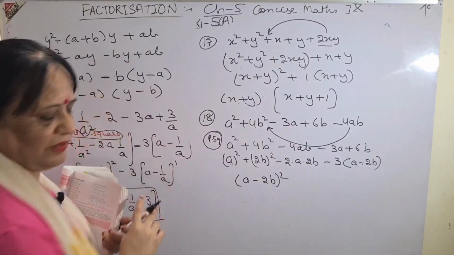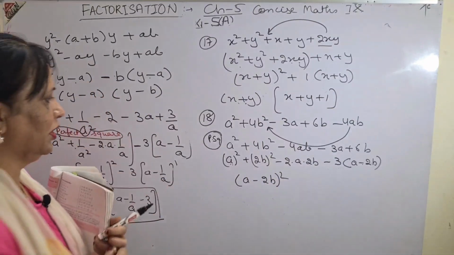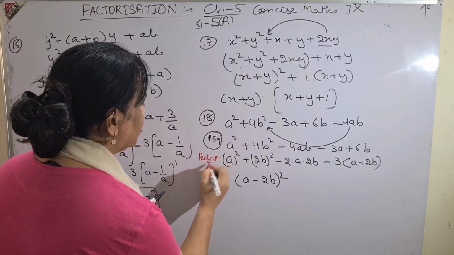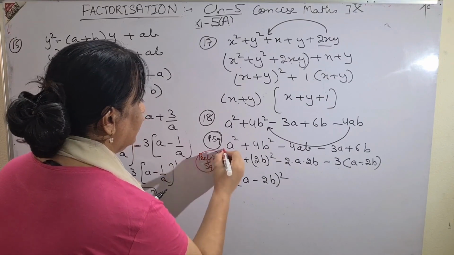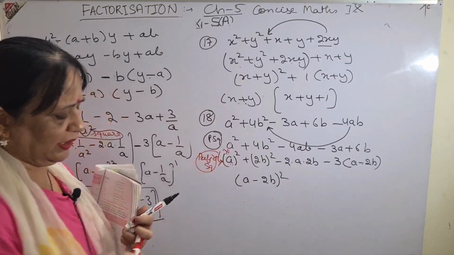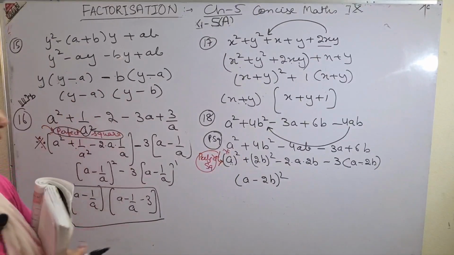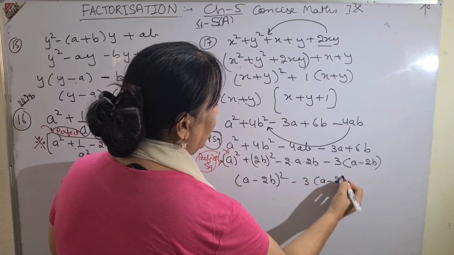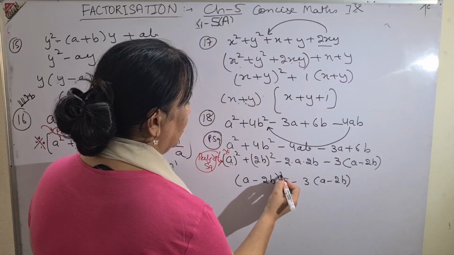Again, I make this a perfect square. The a minus b whole square formula I have taken. Perfect square. This step is important. And again, one practice, second revision, and you are thorough with these sums. Minus 3 (a minus 2b), rest you know, (a minus 2b) whole square.